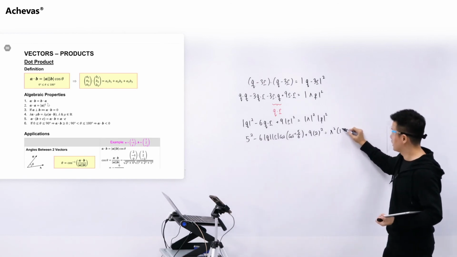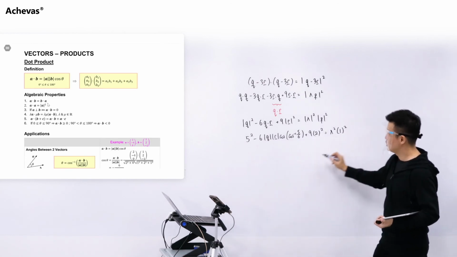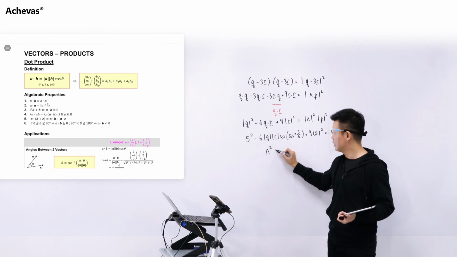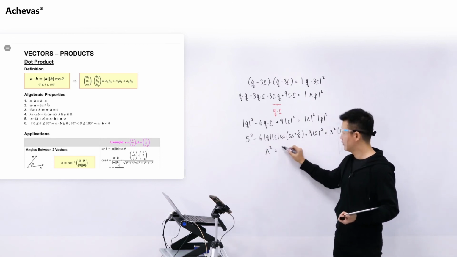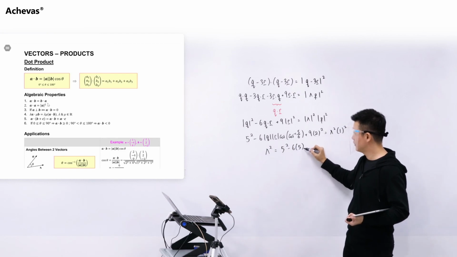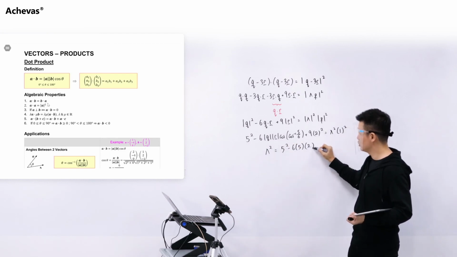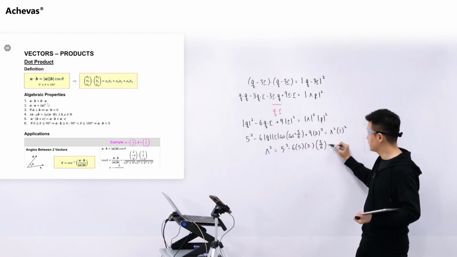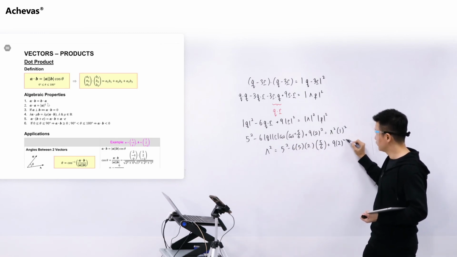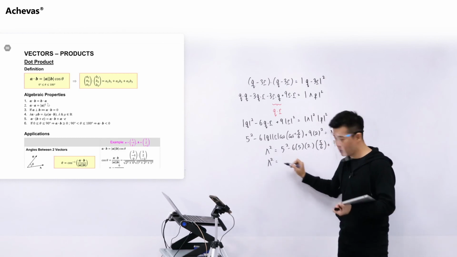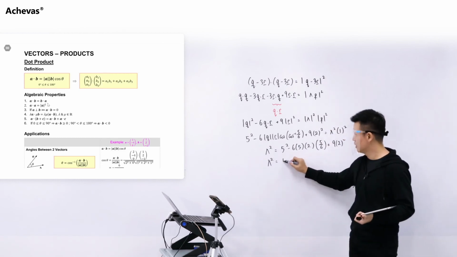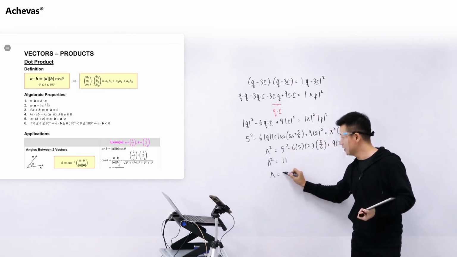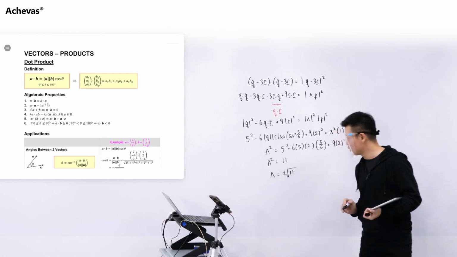So this is going to be 1 square, which means that lambda square is going to be equal to 5 square minus 6 times 5. Modulus of r is 2. Cosine inverse of 5 over 6 is 5 over 6 plus 9 times 2 square. And lambda square here is going to be equal to 11, which means that lambda is equal to plus or minus square root of 11.